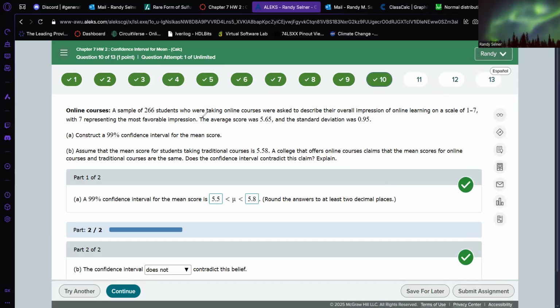Okay, so what we have here, question 10, we have a sample of n equals 266 students taking an online course. They're asked to describe on a scale of 1 through 7, and the average score was 5.65, which is x bar. And then we have a standard deviation of s equals 0.95.